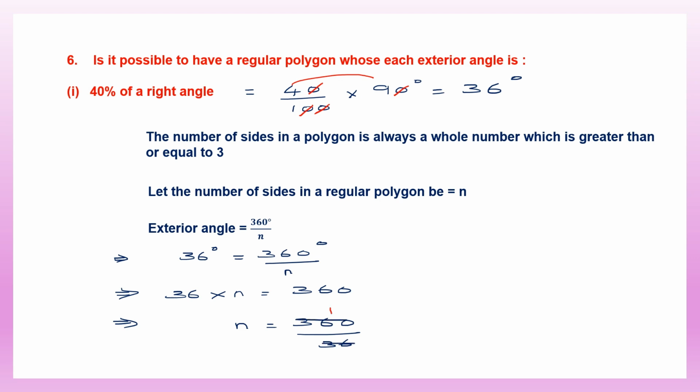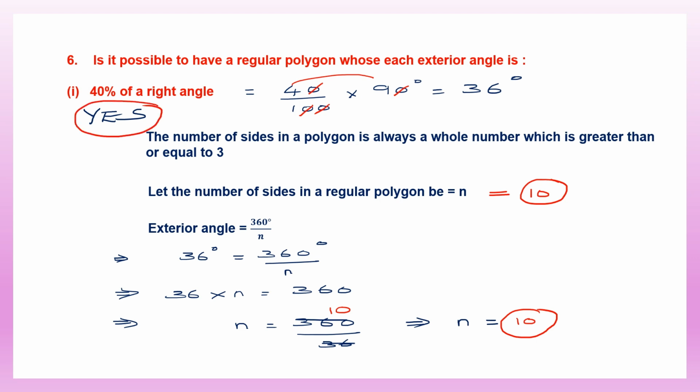10 will give us 360. That means we know the value of n. n is 10, so the number of sides is 10. Here we found out the number of sides is 10. So 10 is a whole number. If it is a whole number, it's possible to have a regular polygon whose each exterior angle is 40% of a right angle. So the answer here is yes, it is possible to have a polygon with this exterior angle.